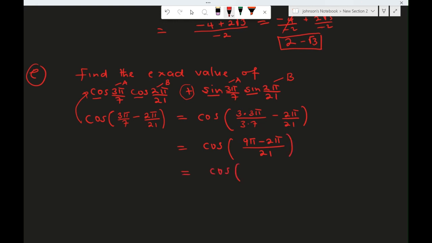And this is going to be cosine of 7 pi by 21. And what is cosine 7 pi by 21? This we can easily reduce. 7 by 21 is just pi by 3. And here you can see cosine pi by 3 is the same thing as cosine of 60 degrees, which is 1 over 2. And we're done.